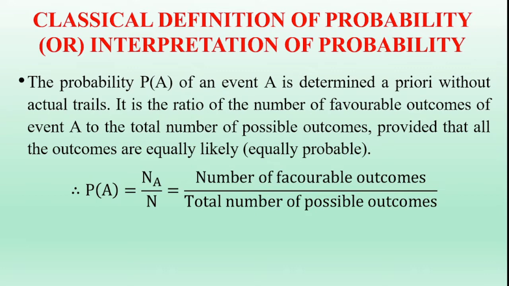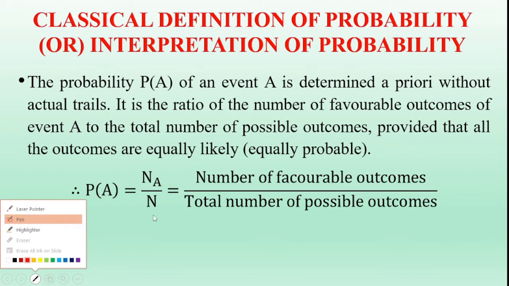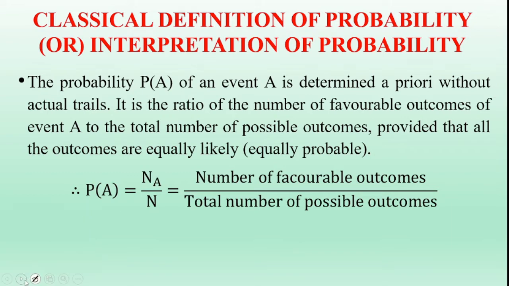In this video, I am going to discuss the classical definition of probability. From an exam point of view, sometimes they ask for the classical definition of probability, and sometimes they ask for the interpretation of probability. Capital N is the total number of possible outcomes, and N suffix A is the number of favorable outcomes.